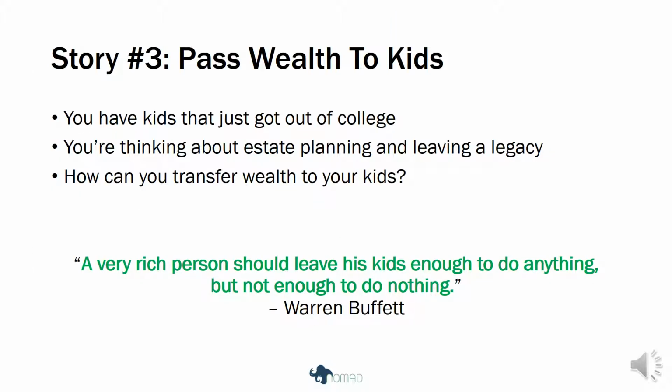All right, let's talk about story number 3. Passing on wealth to kids. So this is actually me and my wife. So you have kids that just get out of college, although my kids aren't quite out of college. I've got one as a sophomore in college right now and one who is a senior in high school who may not go to college. So he may actually start the Nomad model earlier.